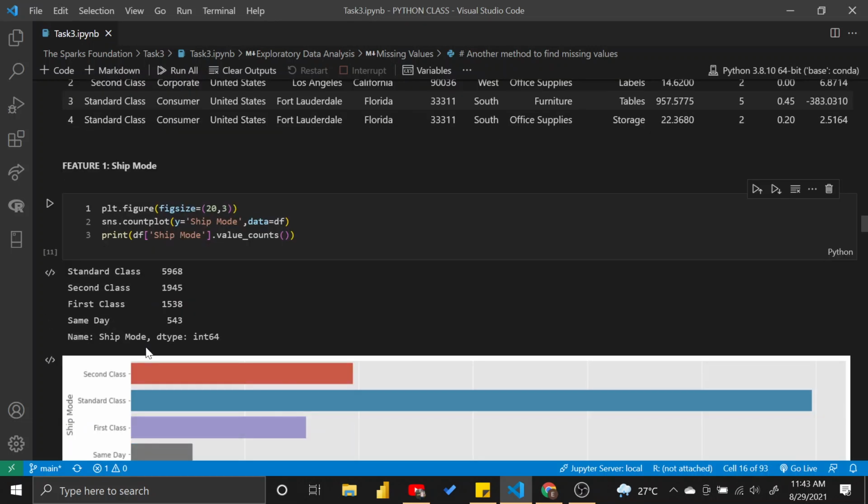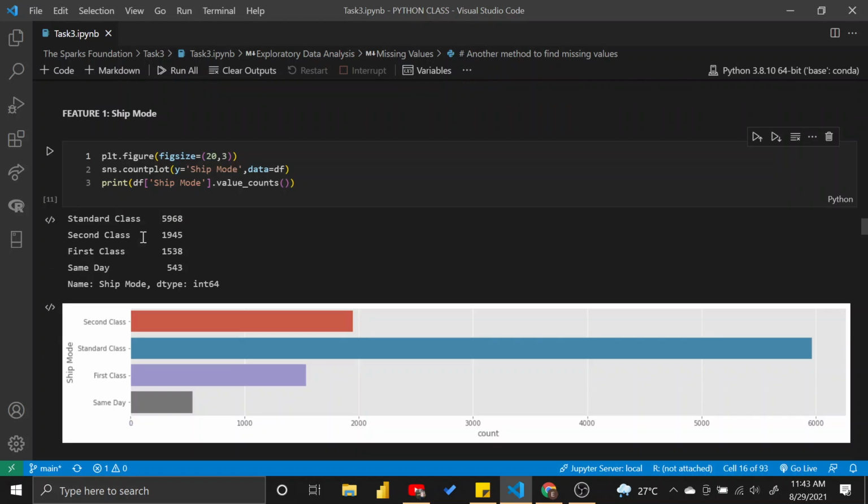So looking at our first feature, I'll use a count plot. A count plot is very good because it gives a visualization of how each category in your column is numbered, or what the total count is. If you look here, standard class has a higher number compared to second class, first class, and same day.